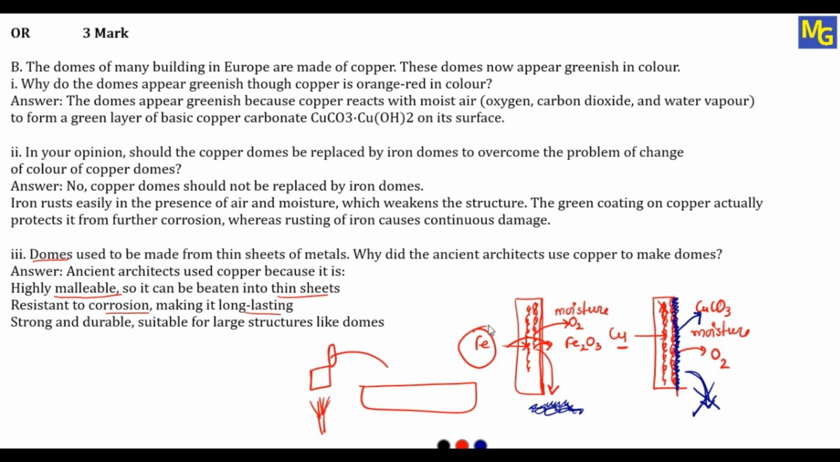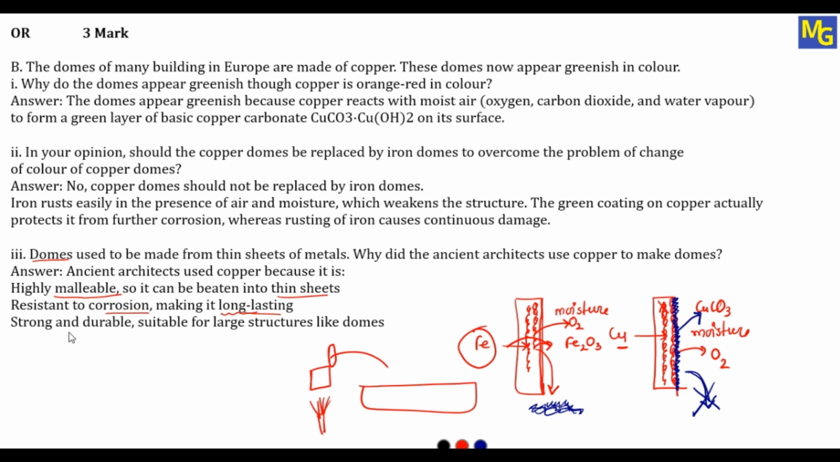So compared to iron, copper has resistance to corrosion. As I told, if copper is undergoing corrosion, the outer layer will form this greenish color CuCO3, copper carbonate, but it will remain attached on the copper. Therefore further corrosion will be avoided and it will remain long lasting. So that is the next property, the next reason.